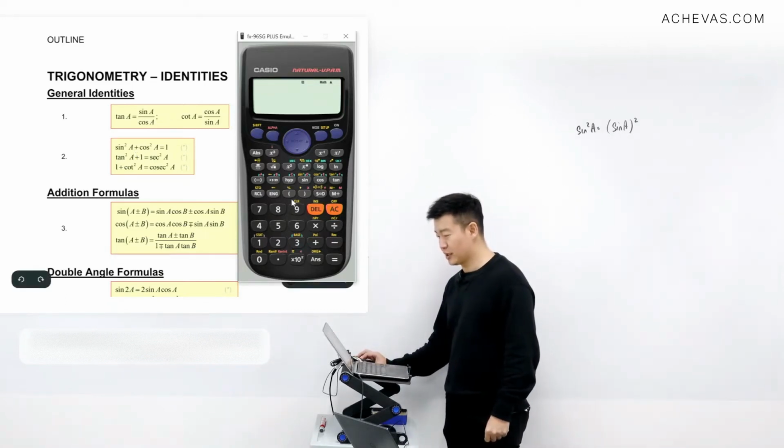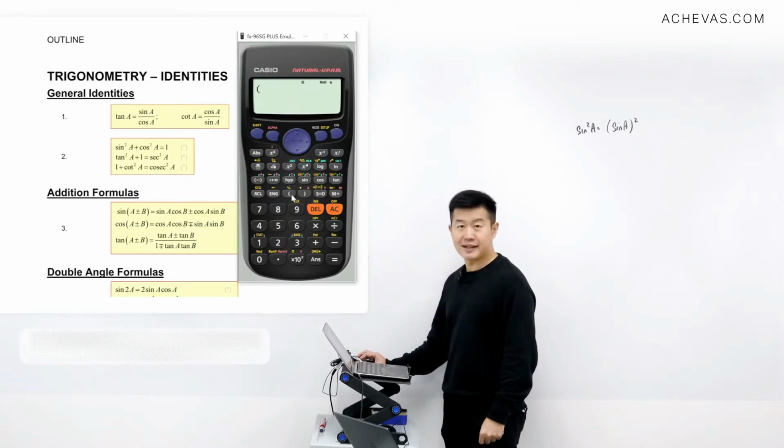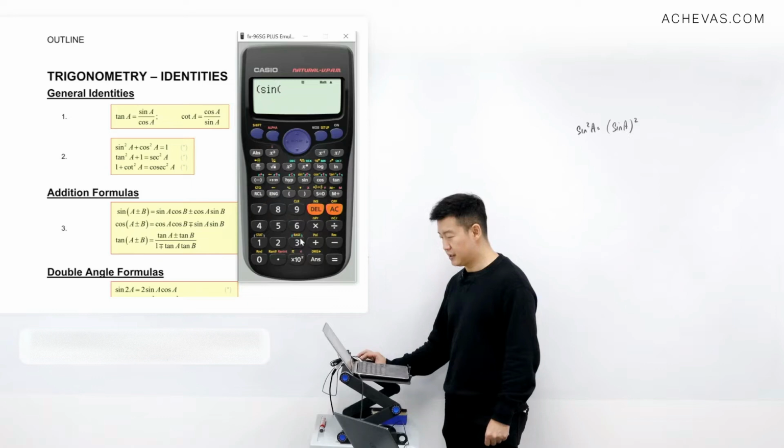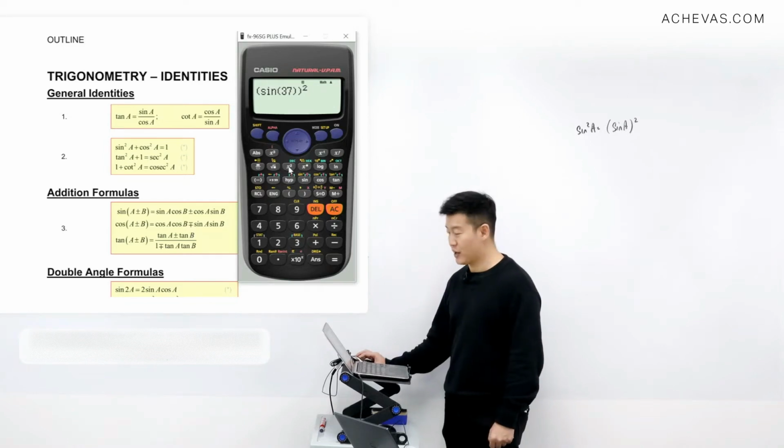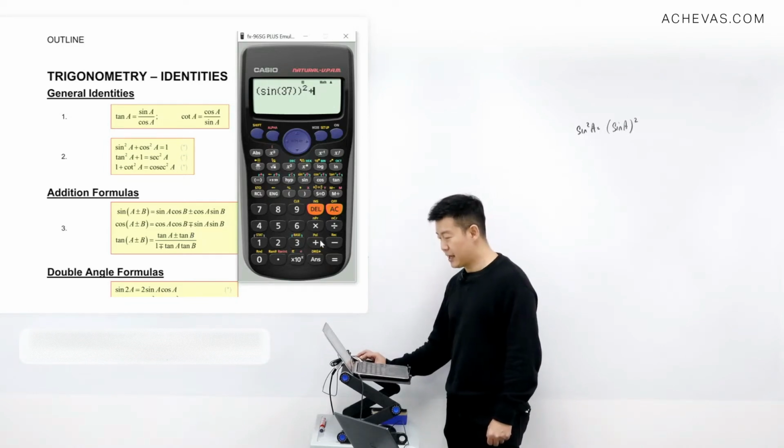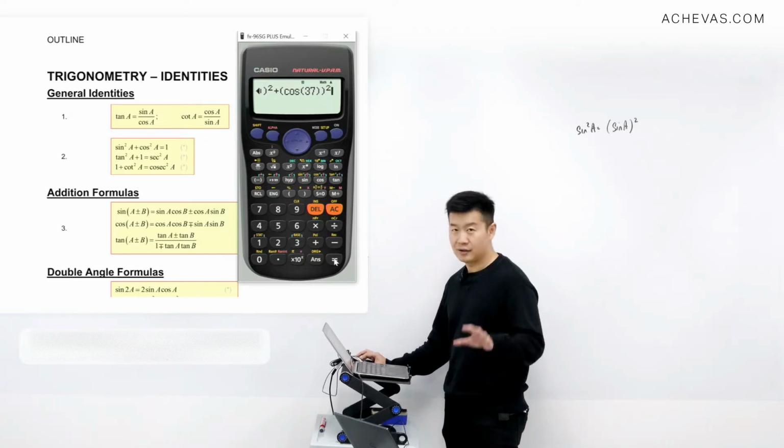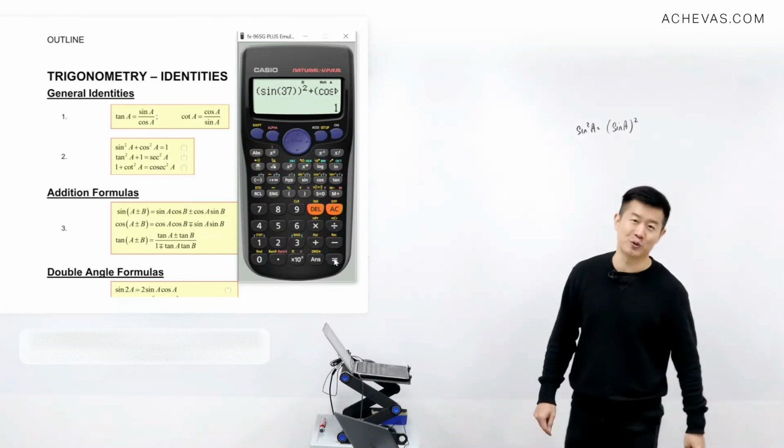Let's try to press it into the calculator. So I'm going to press sine 37 degrees, close bracket, and I'll square this. So this is the same as sine square 37 degrees. Then plus bracket, cosine 37 degrees, close bracket, square this. Is it really going to be equal to 1? Let's find out. Okay, it is equal to 1.